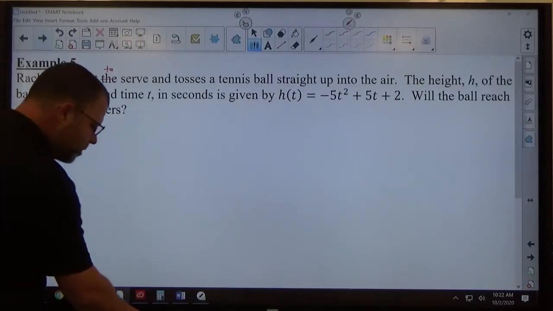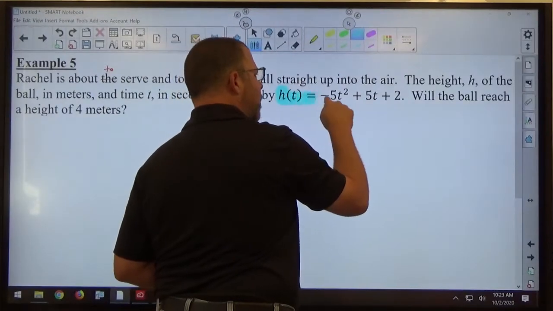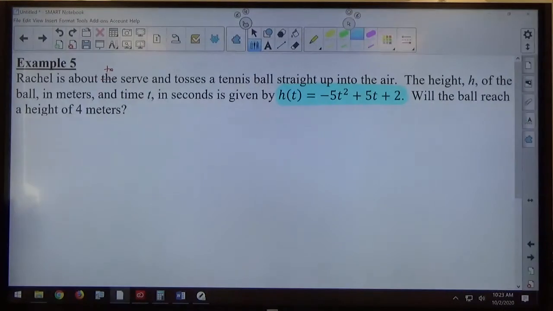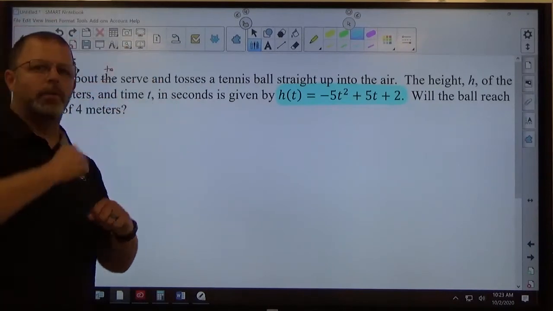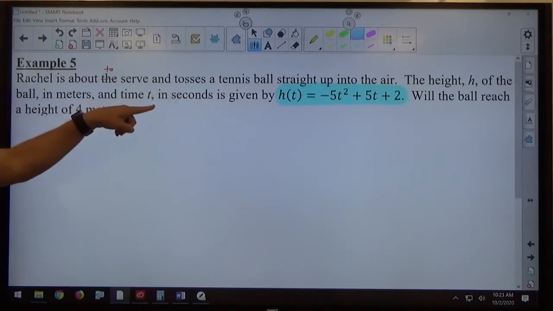So they do this a lot in math books. They're going to give you some equation that relates to something happening in the real world. In this case, we got Rachel throwing a tennis ball up in the air before she serves it. So we'll say she's right-handed. She tosses up, and then she's going to smack it with a tennis racket, right? And that function they're giving us relates time to height.